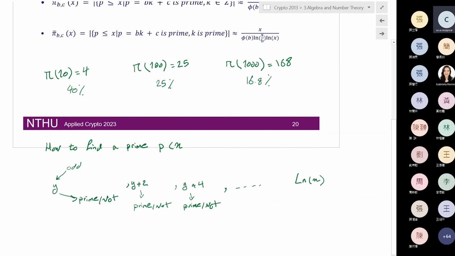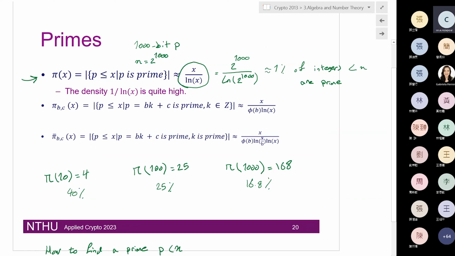So that is how we would proceed with this algorithm. There would be some cases where we want different primes, and we would expect our prime to have a slightly different format. For example, for case number 2, we have the set pi_bc of x, where again we want to find the primes less than or equal to x, but we want our prime to have the format bk plus c. P is prime, but bk or c are not prime, any integers.